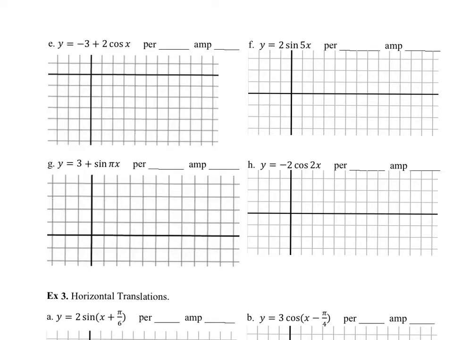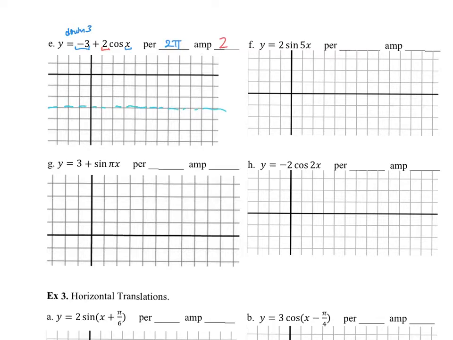Okay, let's see, the period on this one, because it's just an x, is 2 pi. The amplitude is 2. Okay, and the -3 in the front represents a vertical shift down 3. So I'm going to redraw the midline down 3. 1, 2, 3. Okay, remember midline's not necessary, but it does help center your graph.